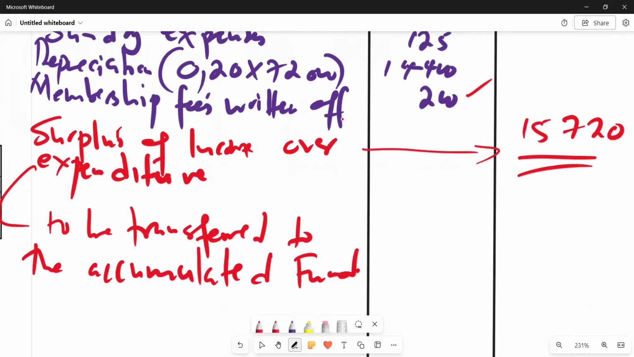So remember, the accumulated fund is the same as the capital in a profit-making business. Remember, membership fees accounts and income and expenditure accounts are prepared in a non-profit making organization or a not-for-profit making organization. But in a profit-making one, instead of accumulated fund, we use the term capital. So this is the essence behind accumulated fund. So whenever we have a surplus of income over expenditure, it's going to increase the accumulated fund. But if we have a deficit of income over expenditure, it's going to reduce the accumulated fund. So this is exactly what we have according to this video.